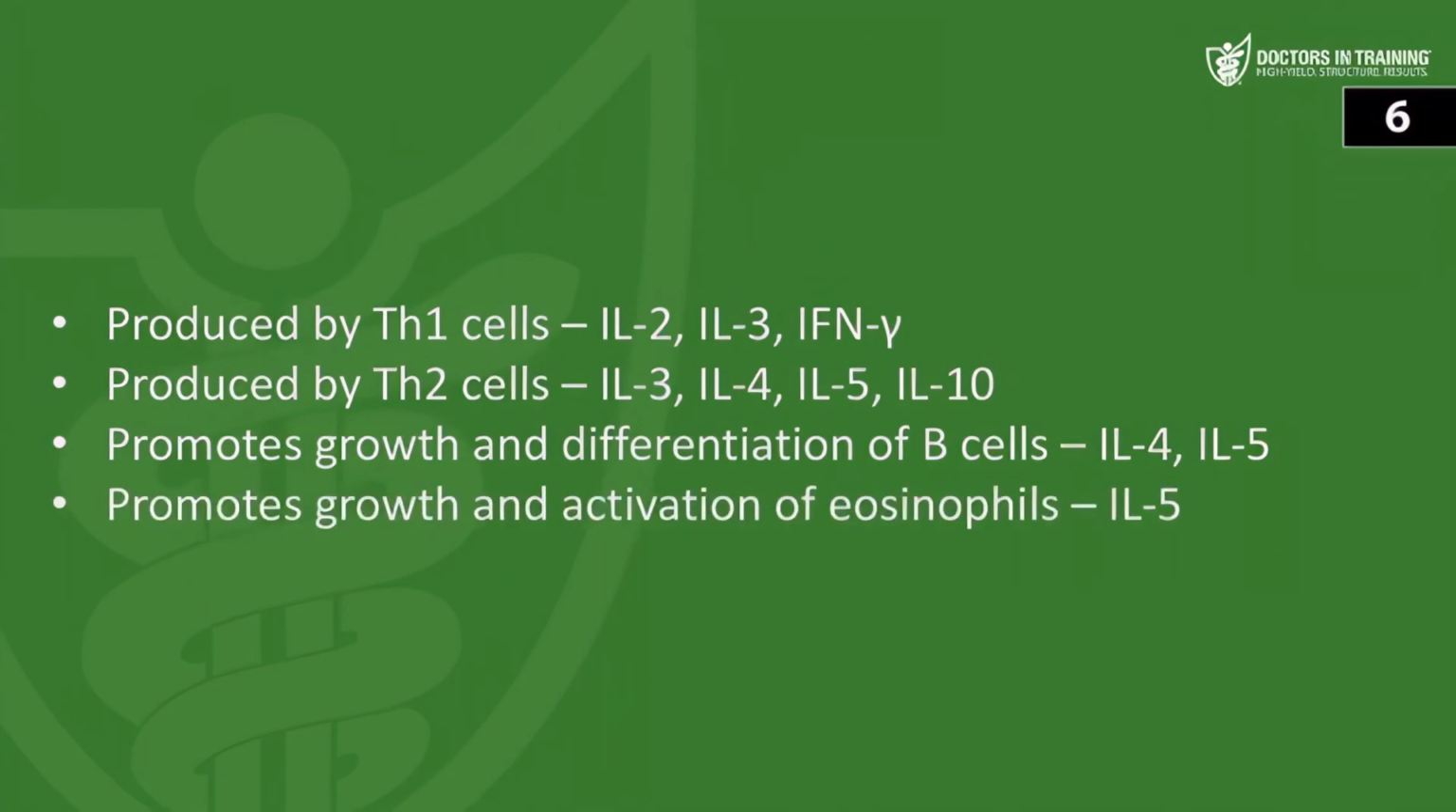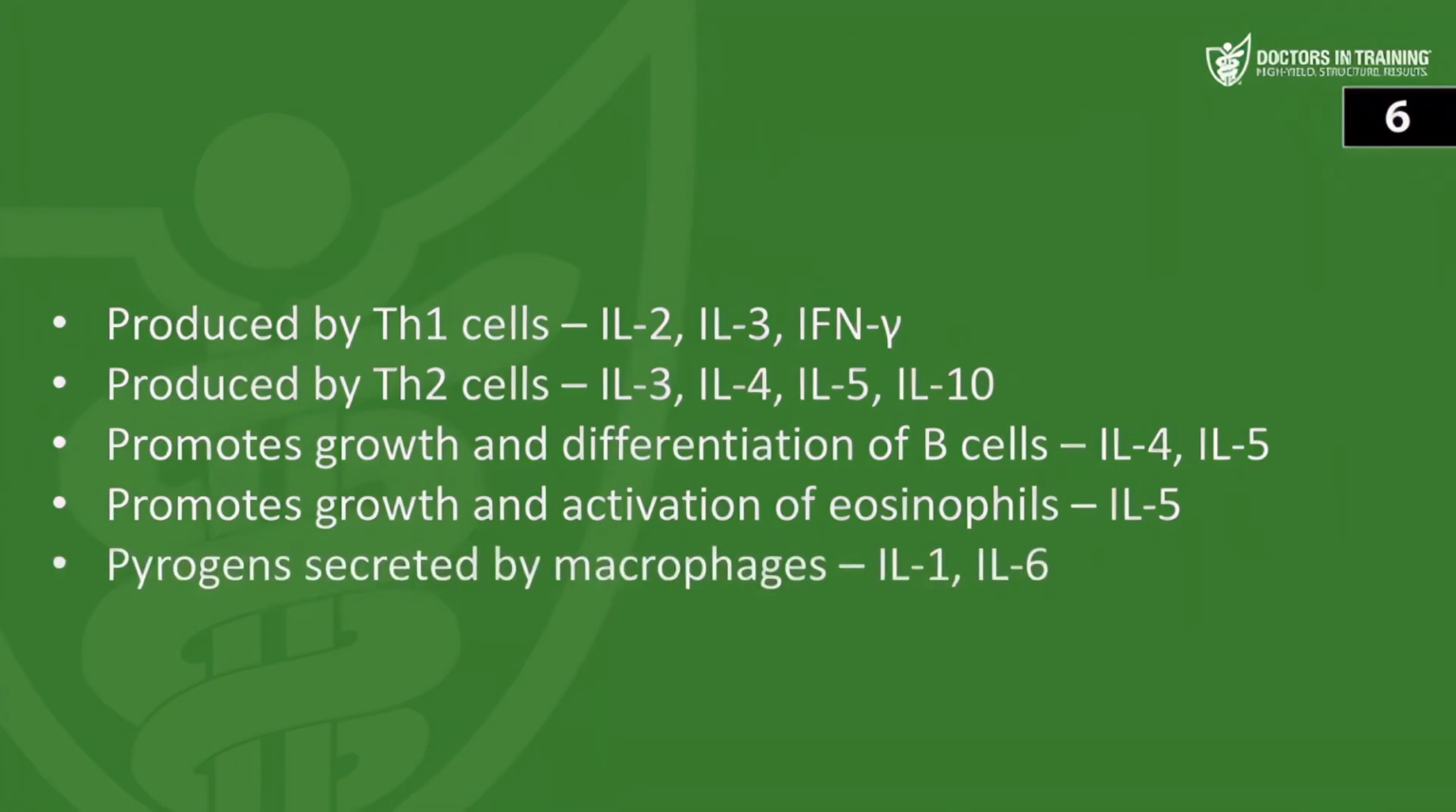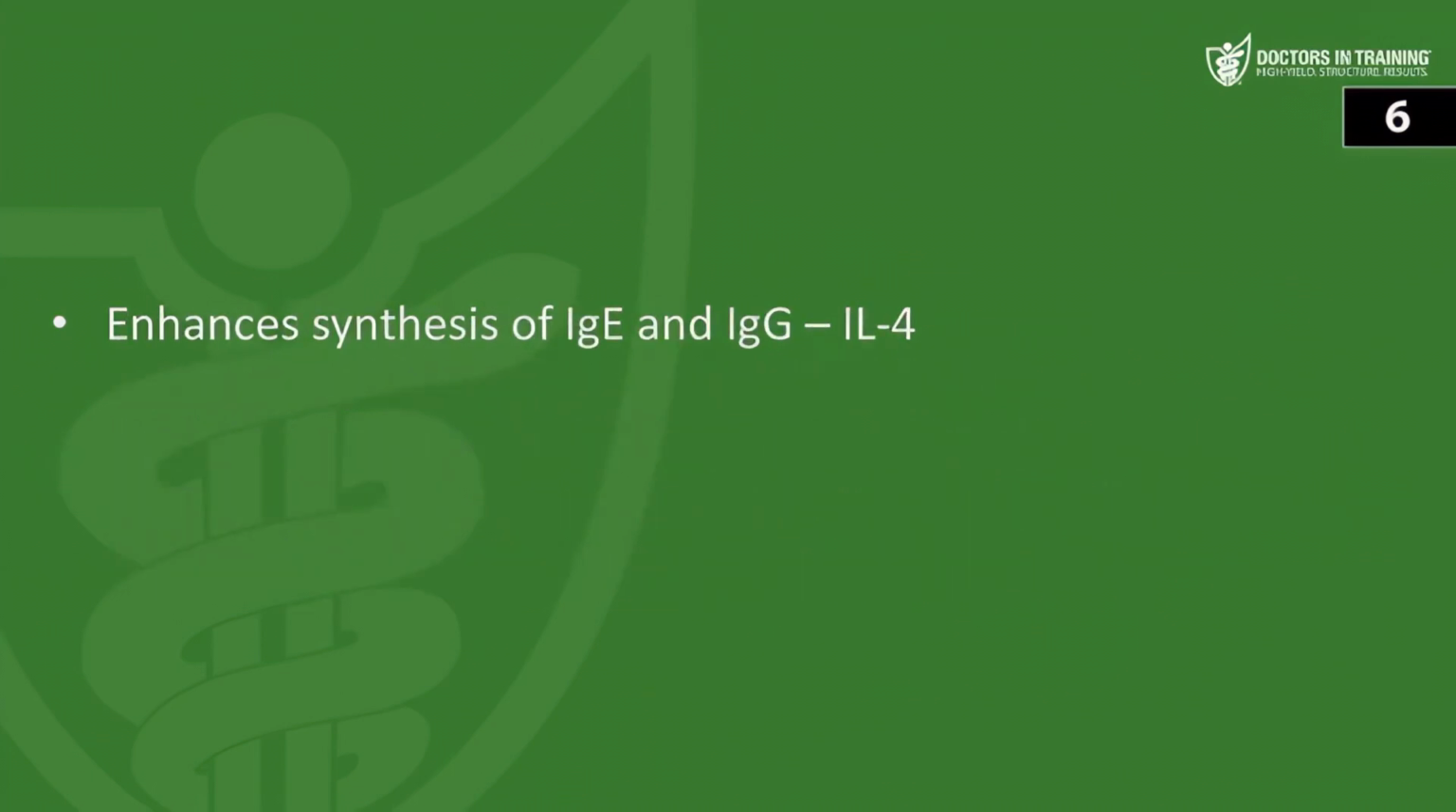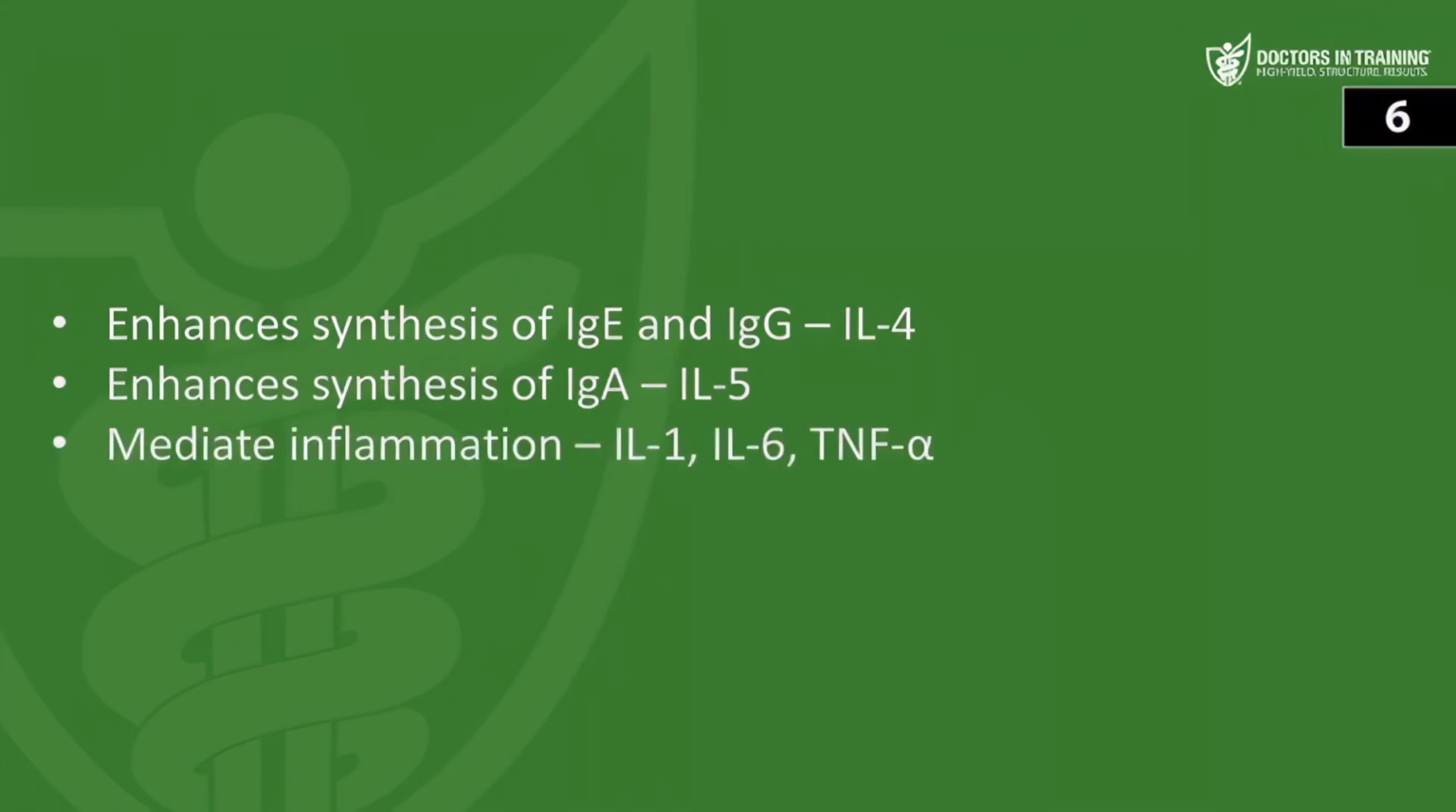Promotes growth and activation of eosinophils is IL-5. Remember, that's associated with mucus. Pyrogens secreted by macrophages include IL-1 and IL-6. Enhances synthesis of IgE, and IgE is IL-4. Remember, E and G is in beg for it. Enhances synthesis of IgA is IL-5. Again, think of secretory IgA and mucus. Mediate inflammation, so these are the acute phase cytokines IL-1, IL-6, and TNF-alpha, which are all produced by macrophages.